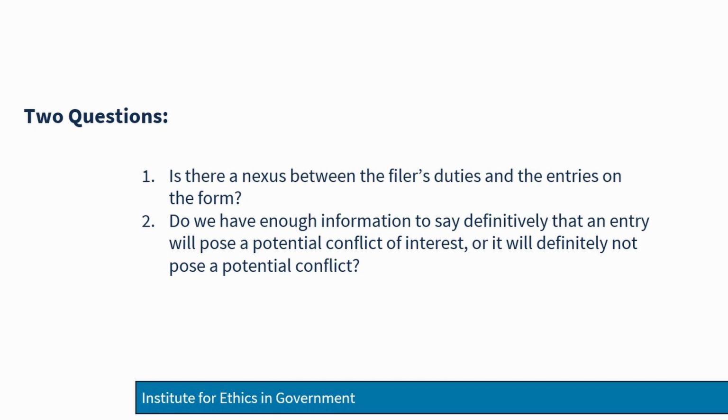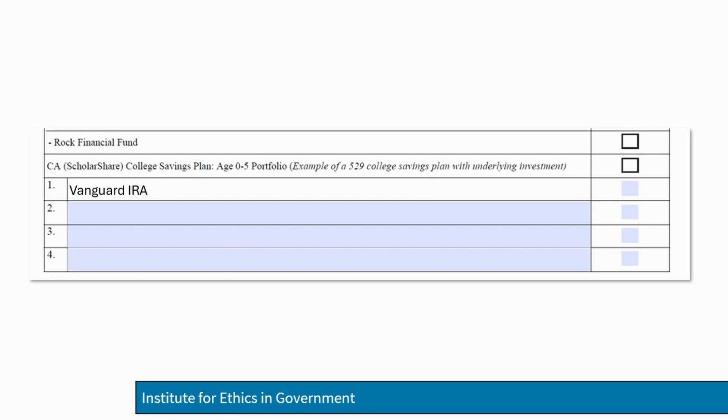As we do, 2 questions need to guide our review. 1. Is there a nexus between the filer's duties and the entries on the form? And 2, do we have enough information to say definitively that an entry will pose a potential conflict of interest, or that it will definitely not pose a conflict of interest? If we are not able to answer either question for a particular entry, we need more information before we can certify the report. Let's look at our first entry, Vanguard IRA.